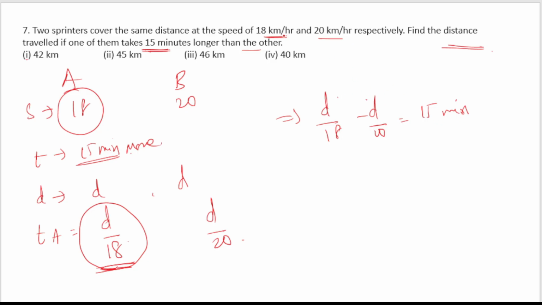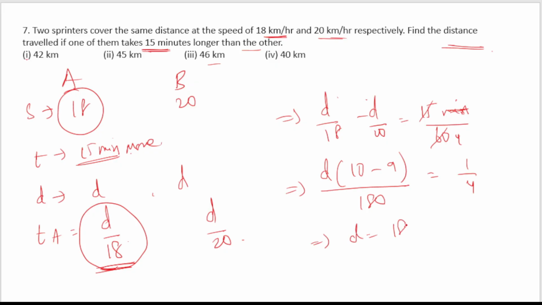Okay, but the speed is in kilometers per hour and the distance is in kilometers. So we will convert this also in hours. We will divide by 60. Okay, here 15 into 4. And if you take LCM, you will get 180. And take D common, you will get 10 minus 9 is equal to 1 by 4. Okay, so here D is equal to 180 divided by 4. It is 90 by 2, 45. 45 kilometers is the distance.